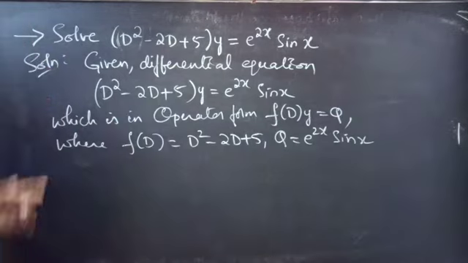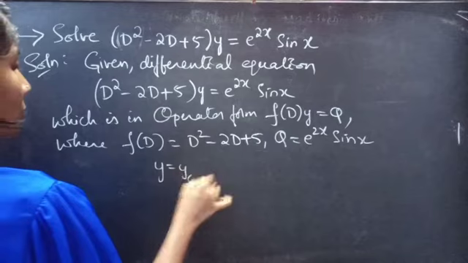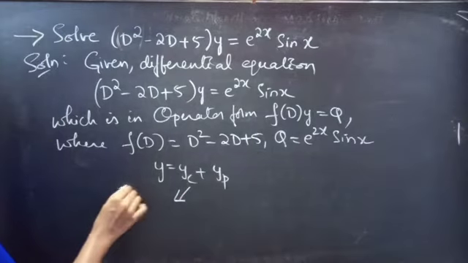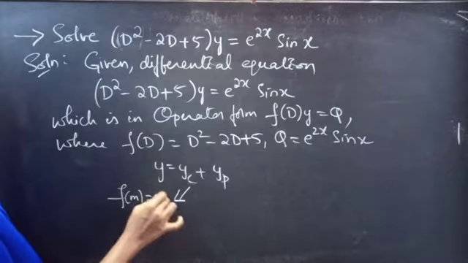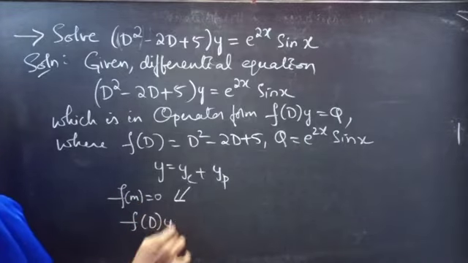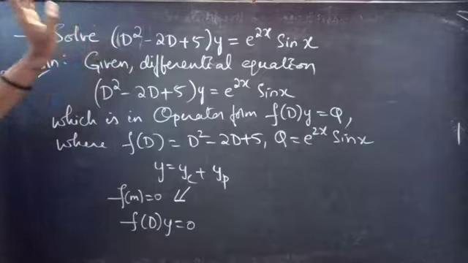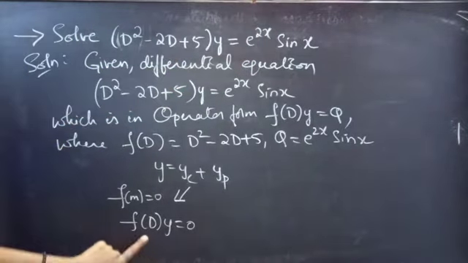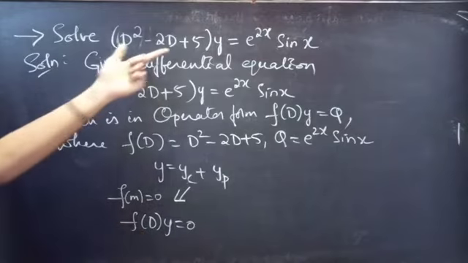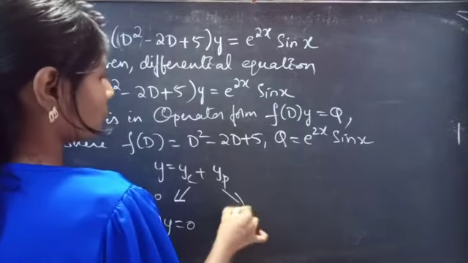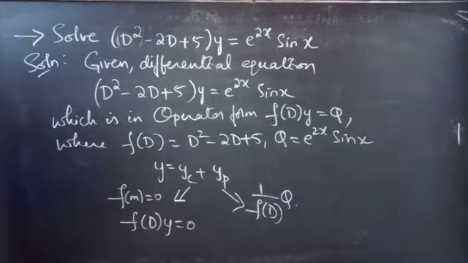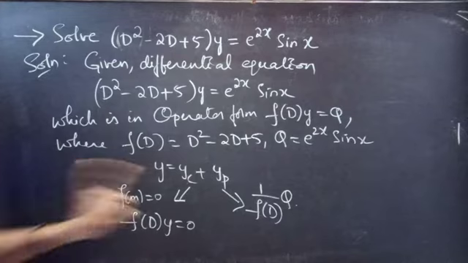Now we need to find the general solution of the given differential equation, which is given by y = yc + yp. Here yc is the complementary function. We'll find yc using the roots of the auxiliary equation of the homogeneous equation of the given non-homogeneous equation. Simply by putting the RHS to 0, we'll get f(D)y = 0, the homogeneous equation of the given non-homogeneous equation, and we'll find yp using 1/f(D) times Q. Right? So let's begin with yc.